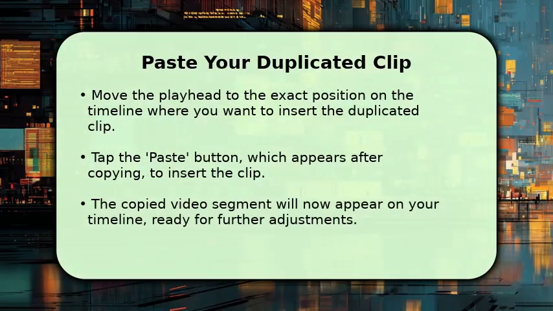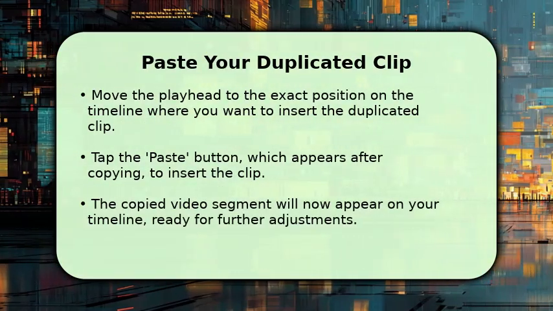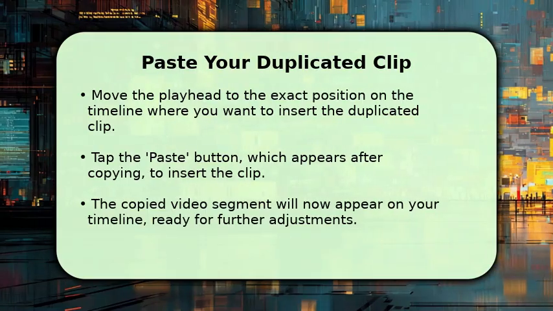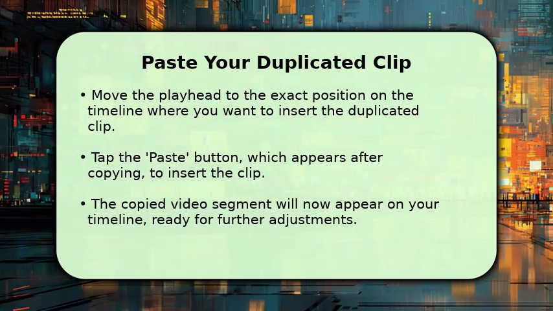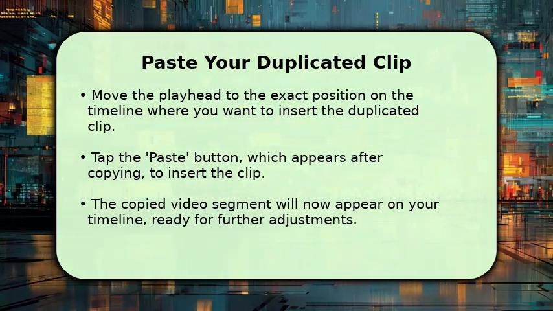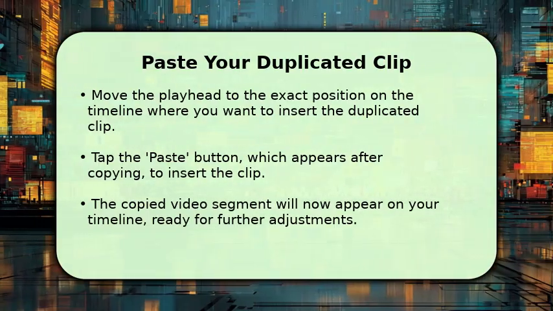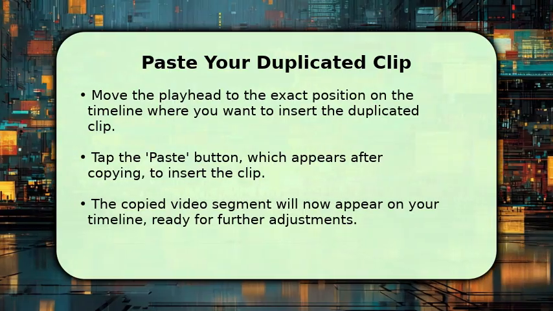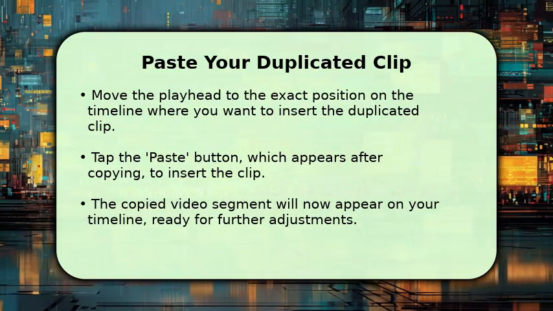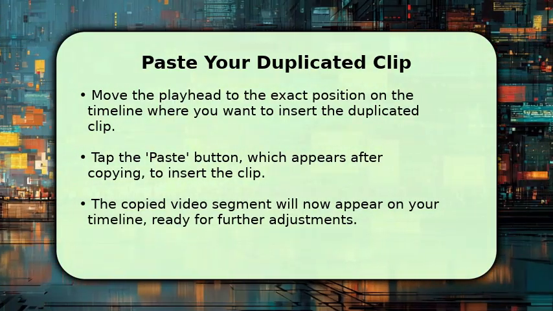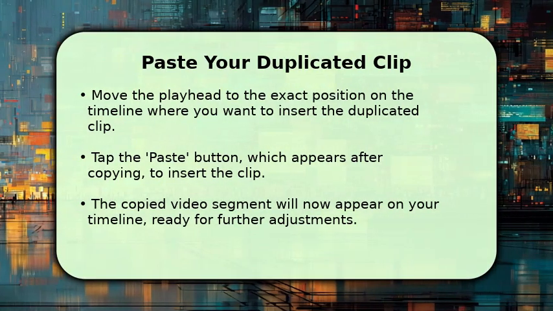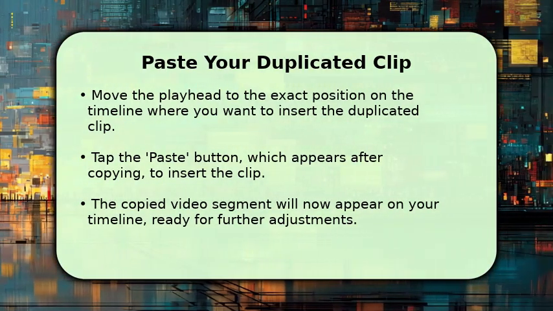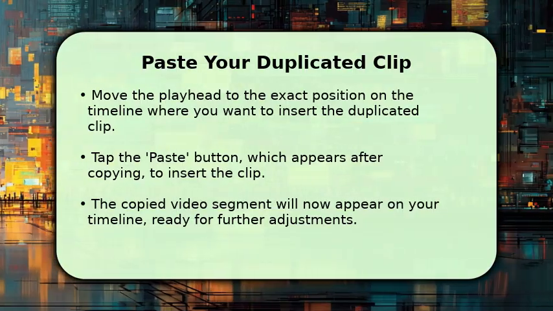After copying your clip, move the playhead to the precise spot on your timeline where you want the duplicate to appear. Then, simply tap the paste button. This action will insert the copied video segment directly at your playhead's position. You now have two identical clips on your timeline, allowing for creative repetition or the application of different effects to each instance. It's a quick and efficient way to expand your video content.